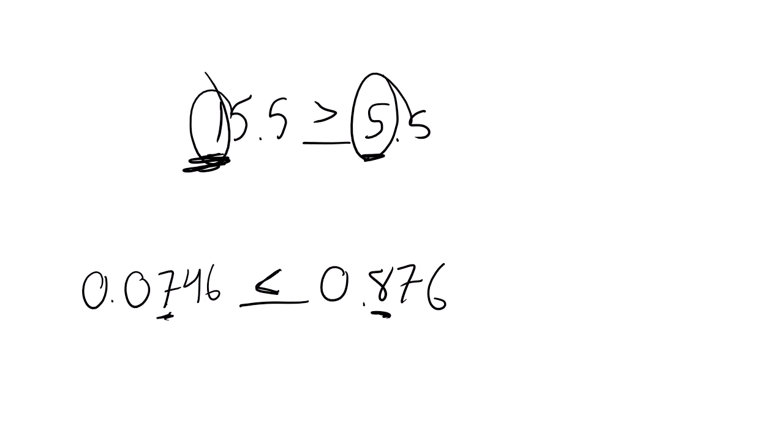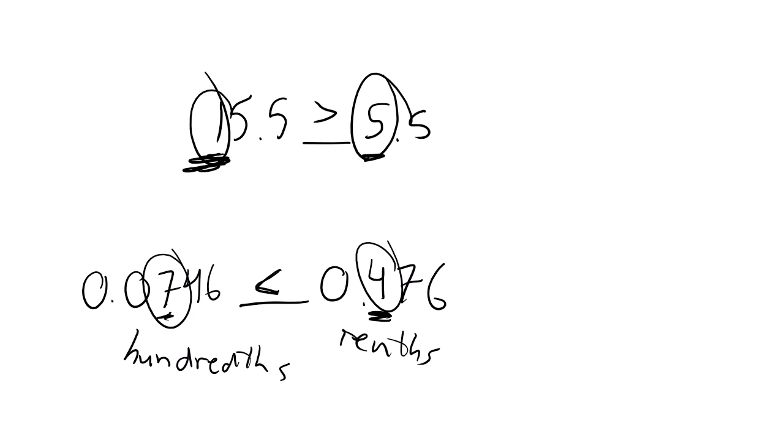Actually, yeah, because this might actually confuse you. So let's say it was a 4. It's still greater than. You all know why. Exactly. This is in the tenths place. Excuse my handwriting. And this is in the hundredths place. Tenths is greater than hundredths.